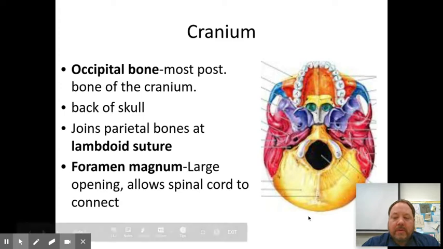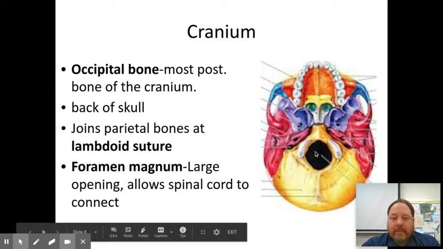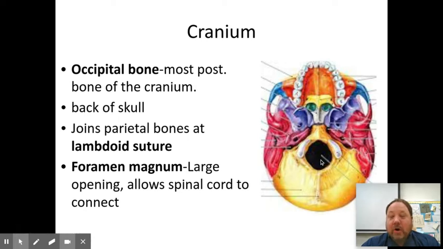The occipital bone has a major feature, and this is the foramen magnum. Basically that translates into a big hole. That's the big hole that your spinal cord passes through.